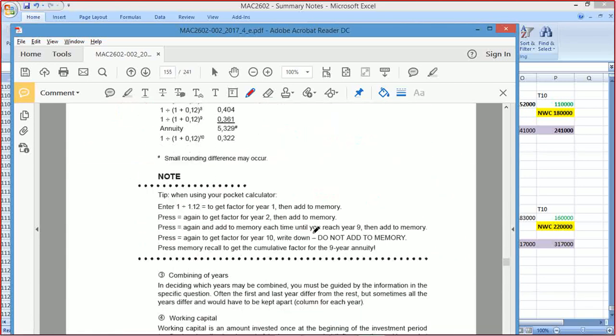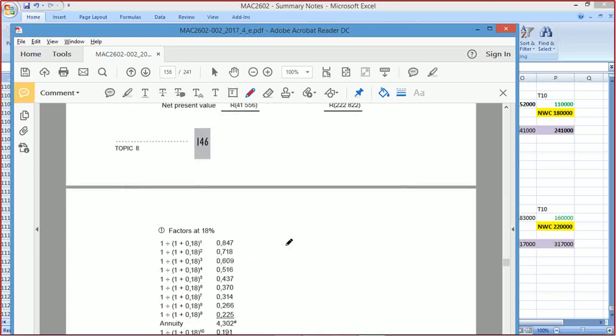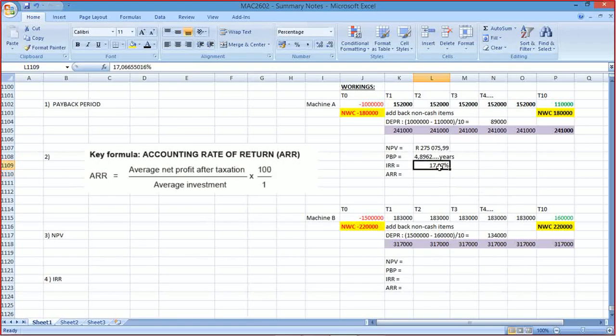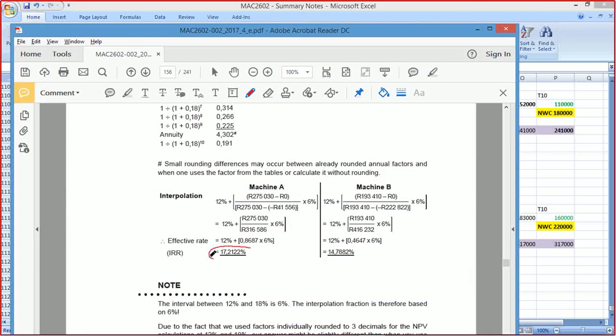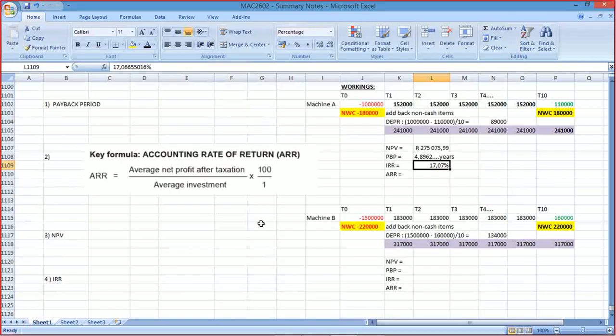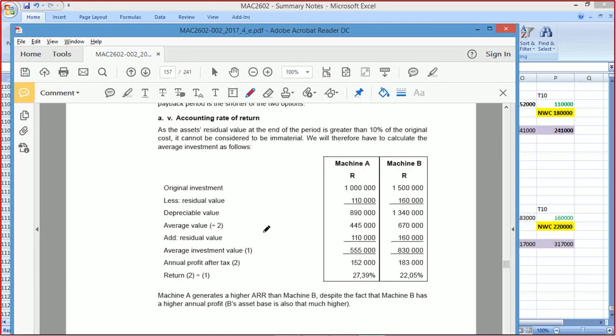Okay, let's just show that. Where is their working for that? Okay, there's the IRR, 17.07. It's a little bit off because they were using the formula, not the financial calculator. Profitability index we also need to calculate. We'll do that just now. Where's the ARR? Here's the ARR.